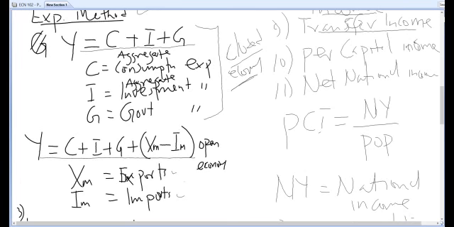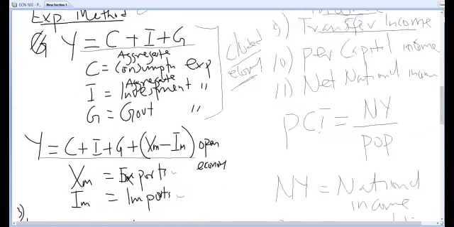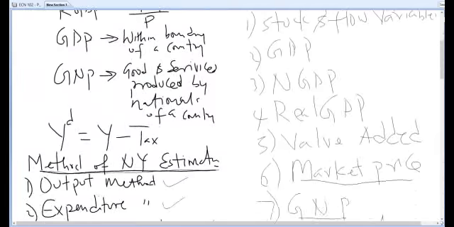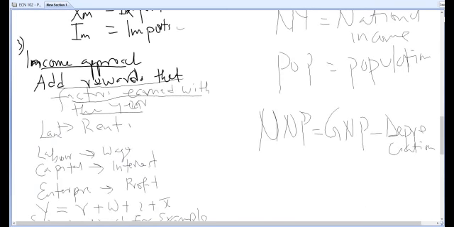Then the income approach. The national income using the income approach is arrived at by adding all rewards which accrue to factors of production within a year. These rewards include rent, earned by land; wages, earned by labor; interest, earned by capital; and profit, earned by the entrepreneur. So our national income following the income approach becomes Y equals R, which is rent, plus wages W, plus interest I, plus profit pi.